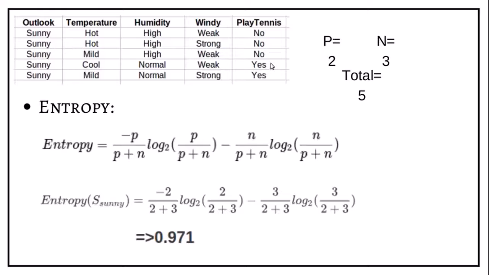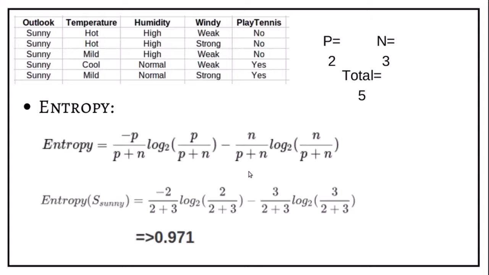The number of positive examples is how much? 2, and the number of negative examples is how many? 3. So the total is 5. Now the P and N values have changed. Before that it was 9 and 5, but now we have 2 and 3. So now the entropy over here, just substitute the values, 2 upon 2 plus 3 and all the values, and you will get entropy as 0.971.